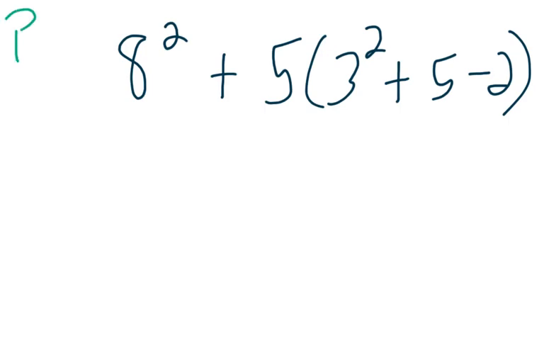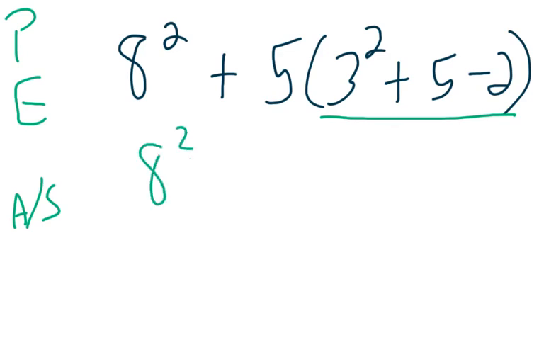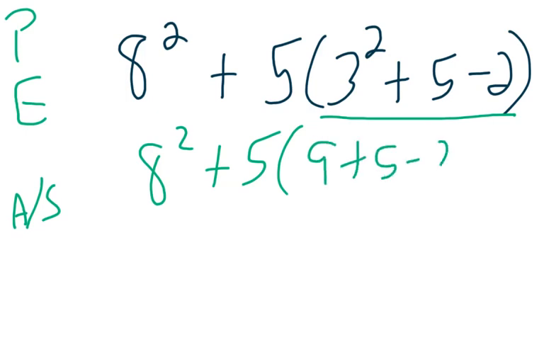Next up. So, lots going on here. So first thing, parentheses. So what's going on inside the parentheses? Well, we got exponents, we got adding, and we got subtracting. So we got lots to do here. So first thing is, we don't do that exponent first. We don't do the 5, but we do that exponent. So 3 squared gives you 9 plus 5 minus 2.